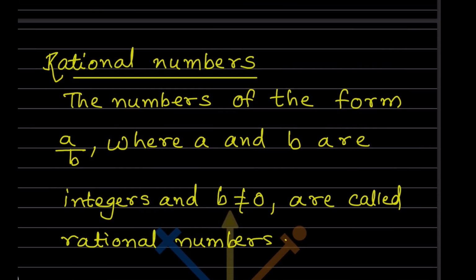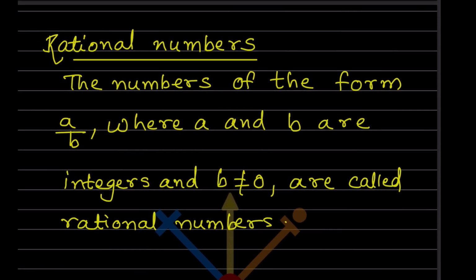Now let us see what rational numbers are. Whenever we have numbers of the form a by b, where a and b are integers, but b is not equal to 0, because if it is equal to 0 it is undefined, they are called rational numbers.